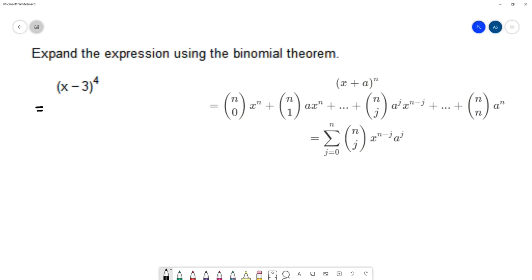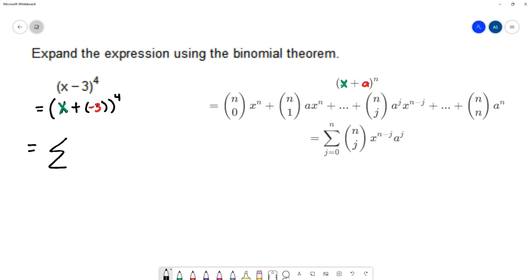So the first thing that we should notice is that this has a minus instead of a plus. So we really want to think of this as x plus negative 3, so that the x in our formula is x, and our a in the formula is negative 3. So we're going to do that binomial expansion using that x and a. So let's write out the binomial expansion.